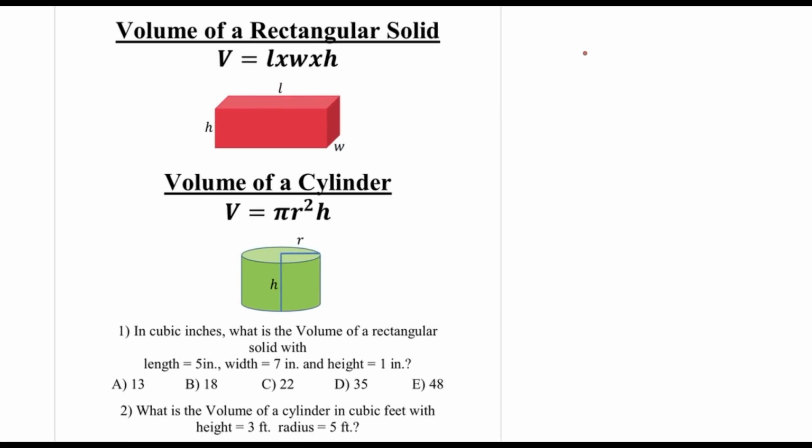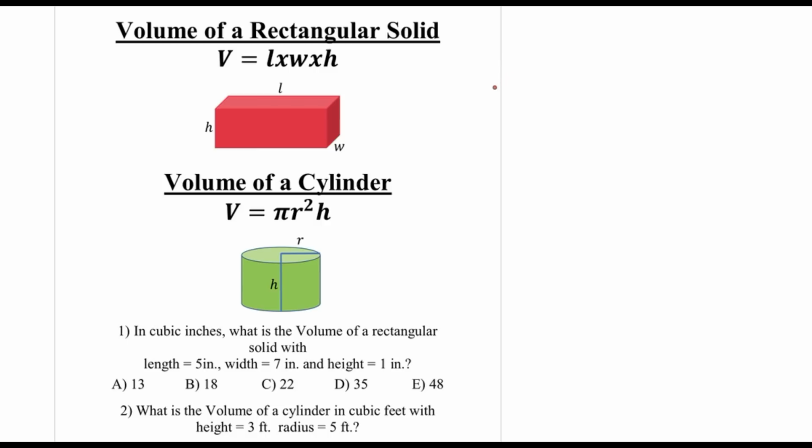Volume of a rectangular solid equals length times width times height. Always 3 dimensions when we talk about volume: length, width, and height. Volume of a cylinder is pi r squared h, where r is the radius and h is the height.